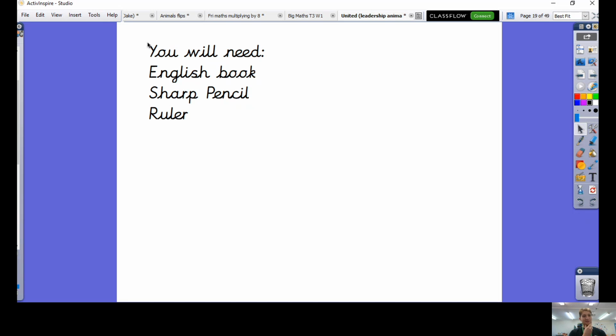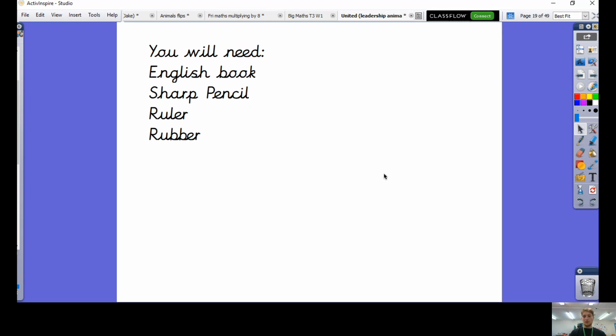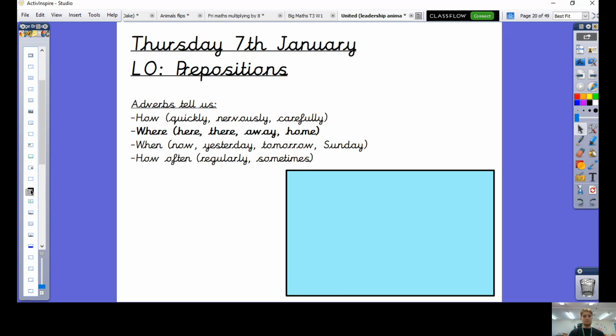First of all, before we start our first lesson, you will need your English book, a sharp pencil, it's very important. You want the neatest handwriting, as well as a ruler. I'm also going to put rubber as well, just in case we need to rub anything out, so our work is as neat as it can be. Fantastic. Right, so once you've got all of that up together, we can start our lesson.